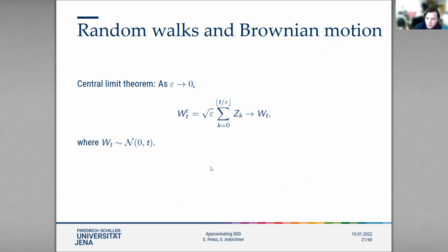And it should be noted that this convergence holds just if we know that the expectation of Z_k is 0 and the variance is 1. So this holds for many different distributions. In many cases, we will get Brownian motion in the end.